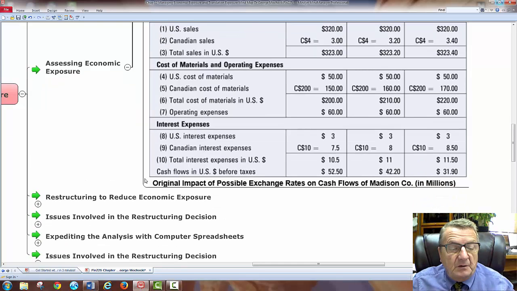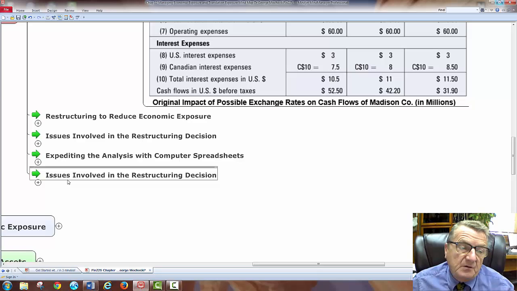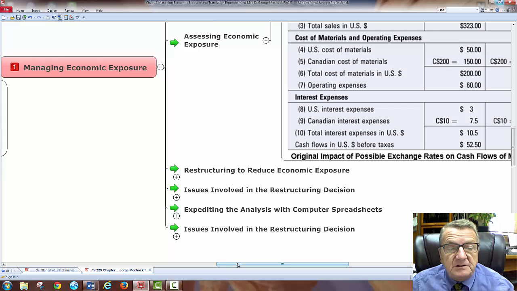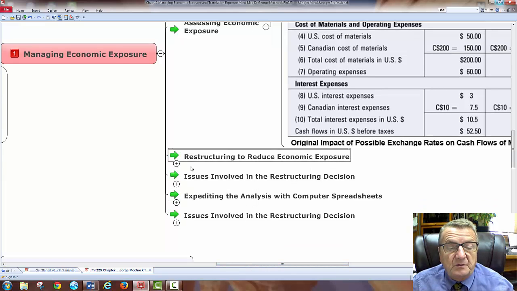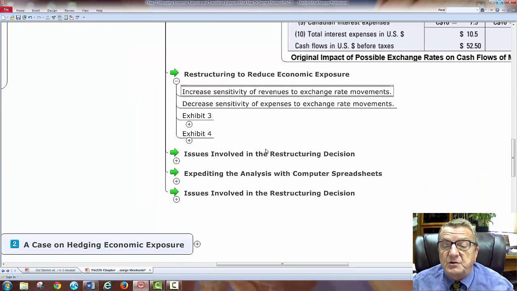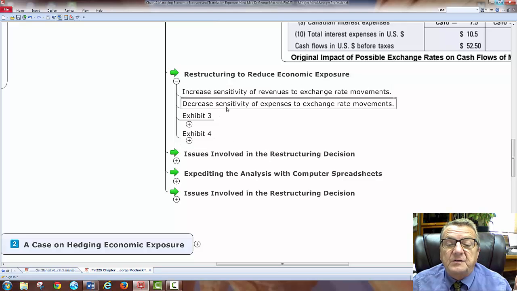Okay, now restructuring. A lot of times restructuring is another way. Remember when you had this printed out, managing economic exposure. I may want to do some restructuring to manage it, increase the sensitivity of revenues to exchange rate movements, or decrease the sensitivity of expenses. Either the revenues coming in are very sensitive, or my expenses are sensitive because they're tied into the exchange rate, because the supplier is outside of the home country, for lack of better words.